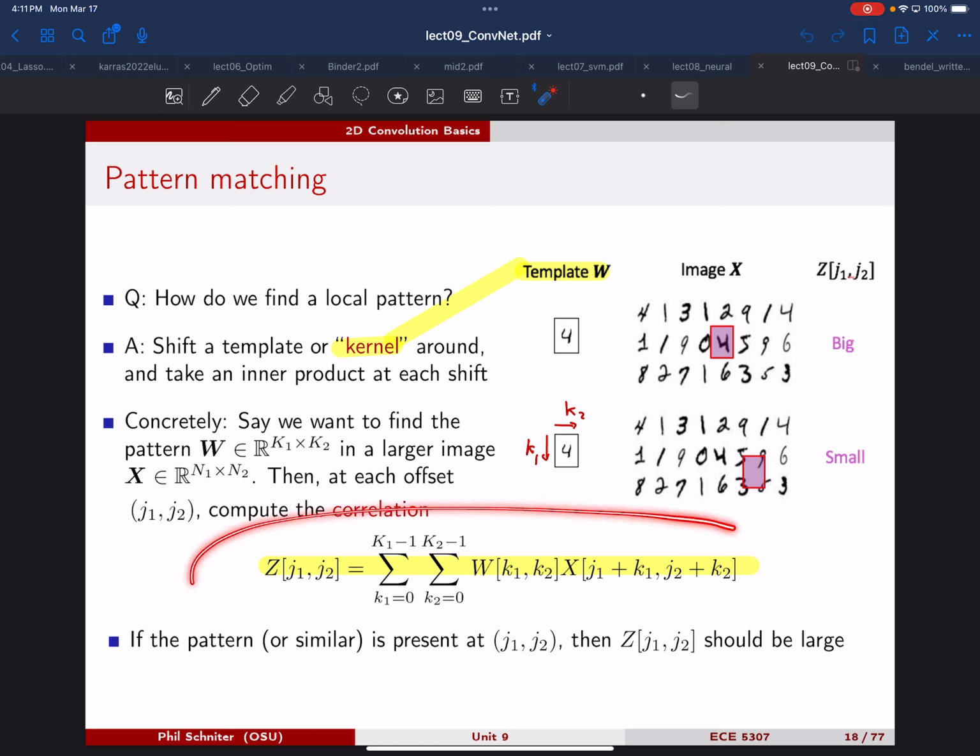This is the equation that implements it. Here's the larger image, and this is the kernel. This is a sum over all the pixels in the kernel, and you can see that those are offsets to the output pixel index pair in this image. Actually, this is officially called correlation, not technically convolution, but correlation. Any questions on this?